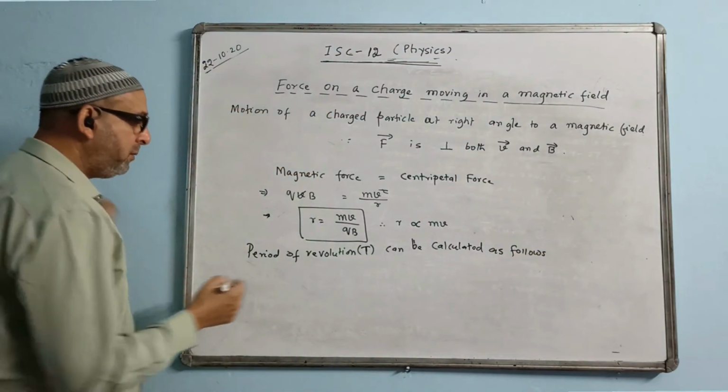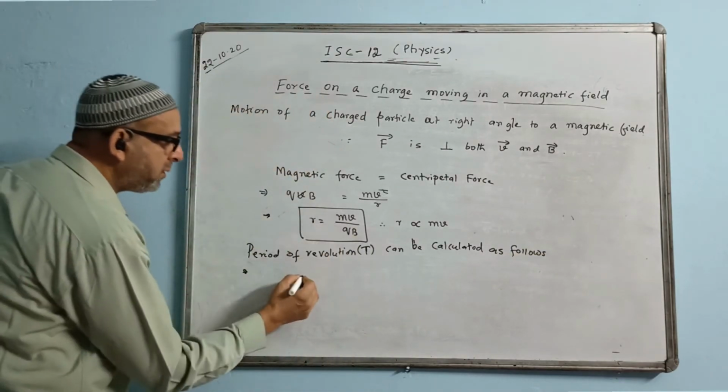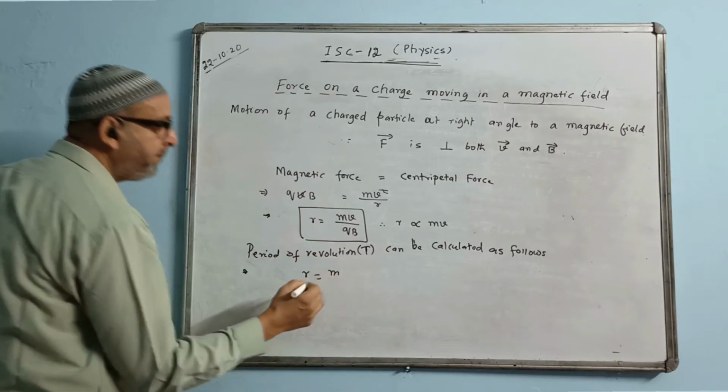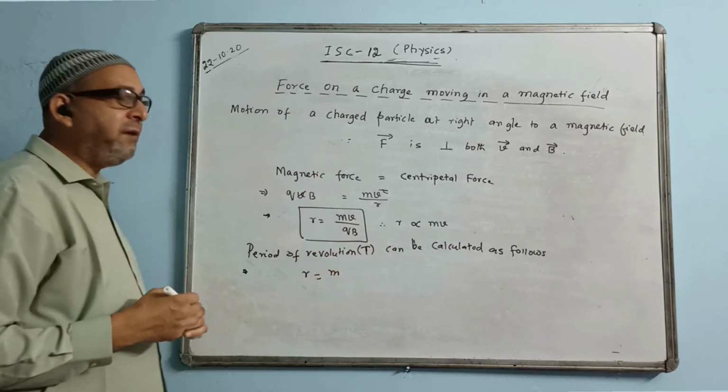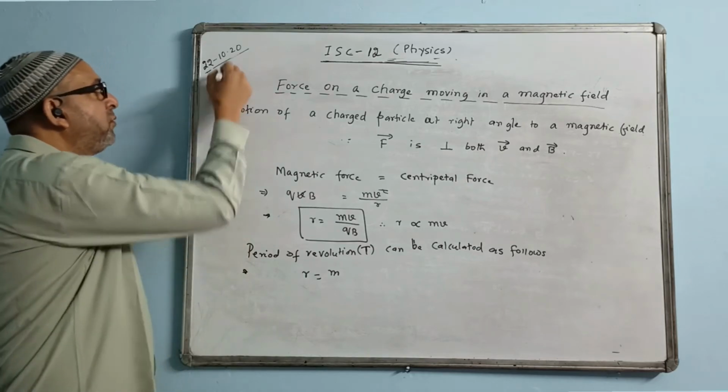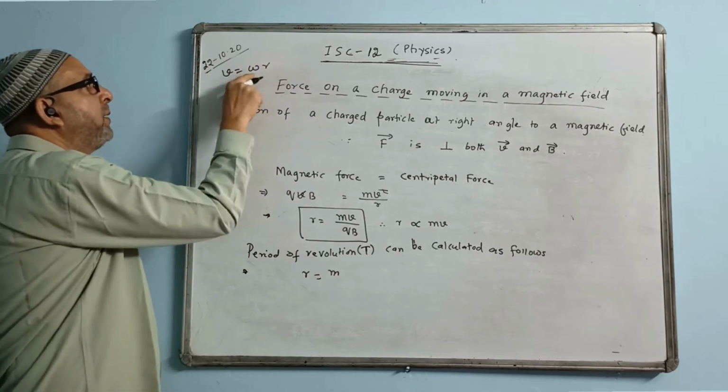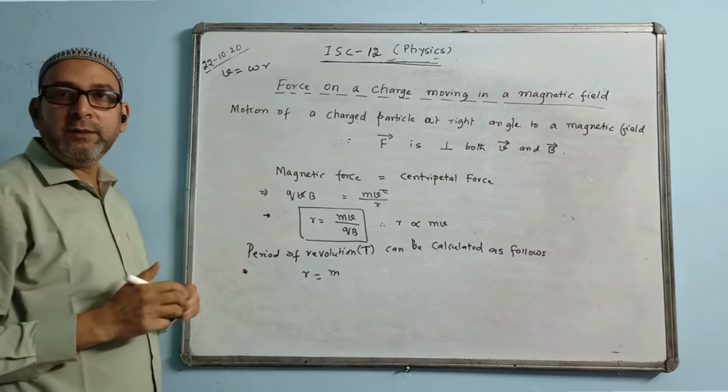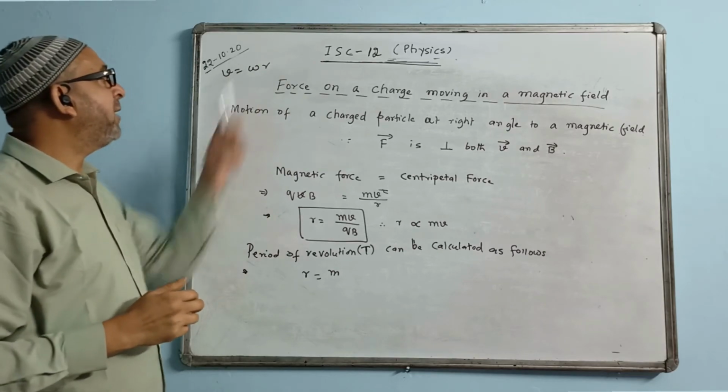We will be finding the period of revolution, in continuation of this. We have a formula V is equal to omega R, which we used in class 11. This omega is called the speed of revolution, or we call it angular velocity.